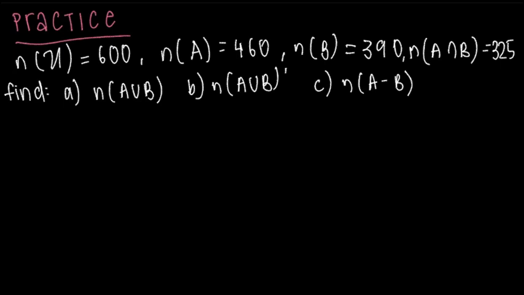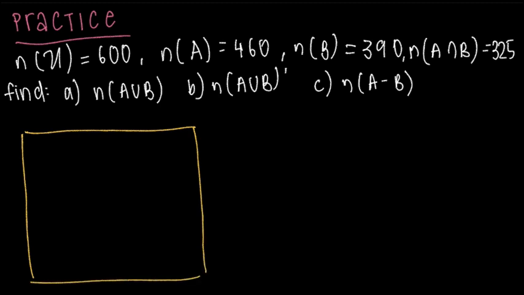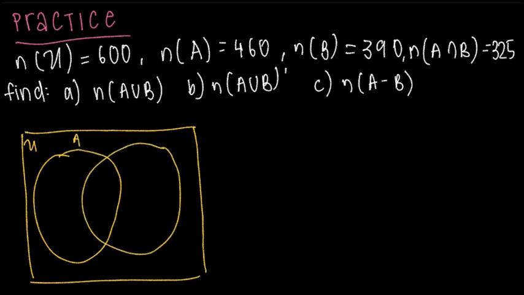So here's our first practice problem for this concept. Take a minute to try, and we'll be right back. Okay, so they've sort of given us everything really clearly, but let's try to draw it out. That's our universe, and so I said A, said B. I'm sorry, I can't draw good circles. Anyways, the intersection is a part in the center. Let's fill that in, 325.